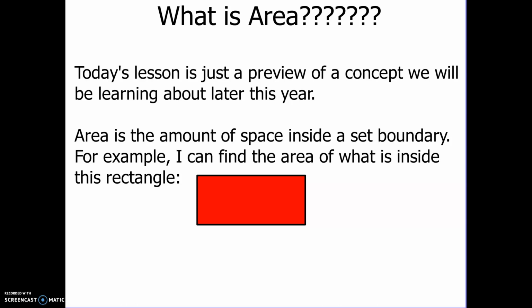Area is the amount of space inside a set boundary. For example, I can find the area of what is inside this rectangle. So the red in the rectangle is the area because that's how much is inside the lines of the rectangle.